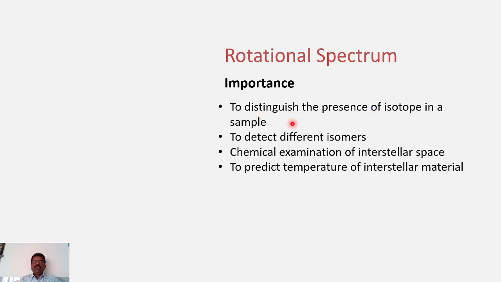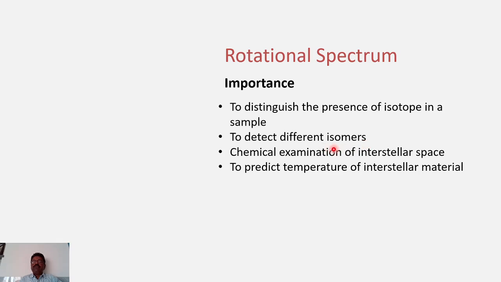So isotope means, you know, the same element, that means the atomic number is the same but the atomic mass number is different. That means there are different numbers of neutrons present in an atom. So such states are possible, and we call them isotopes. So in a given sample, whether there are isotopes or not, you can identify from the rotational spectra by studying the rotational spectra. Then you can also detect different isomers.